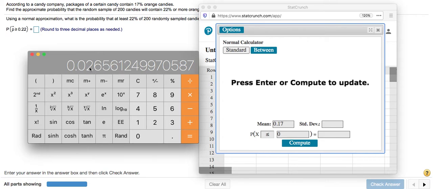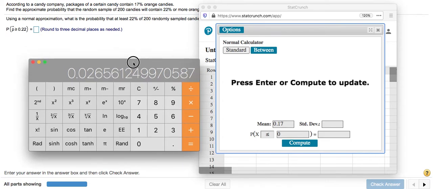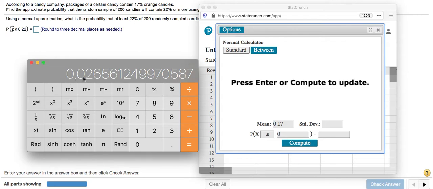0.02656. Maybe I'll go out 5 places just to make sure it's accurate. But I'm going to enter 0.02656.